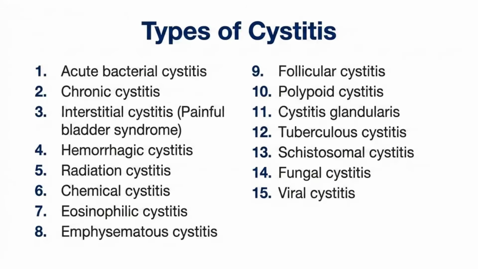So these are the expansion of the types of cystitis. It could be acute bacterial, chronic, interstitial cystitis, which is also called painful bladder syndrome, hemorrhagic cystitis, radiation cystitis, chemical cystitis, eosinophilic cystitis, emphysematous cystitis, follicular cystitis, polypoid cystitis, cystitis glandularis, tubercular cystitis, schistosomal cystitis, fungal or viral cystitis.